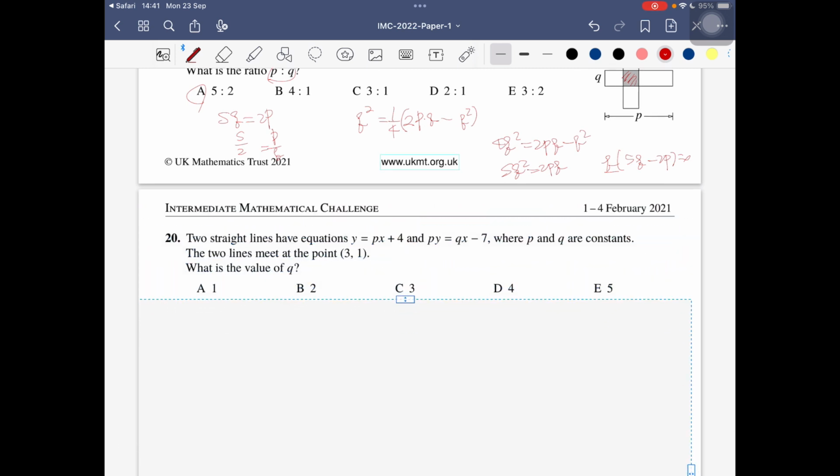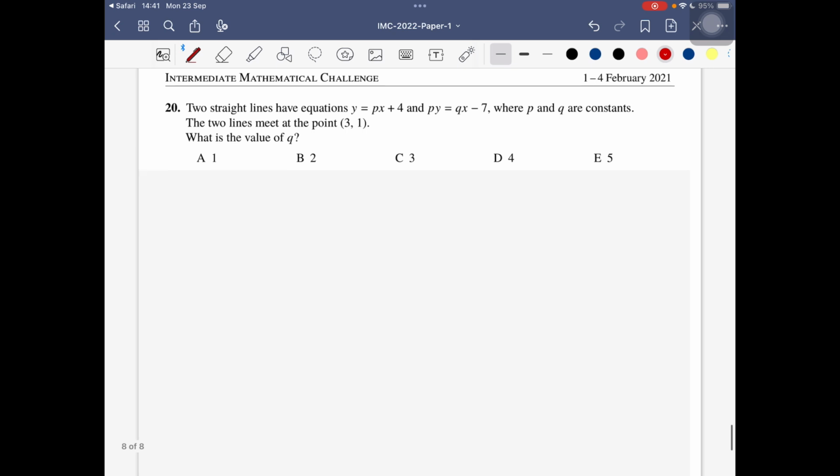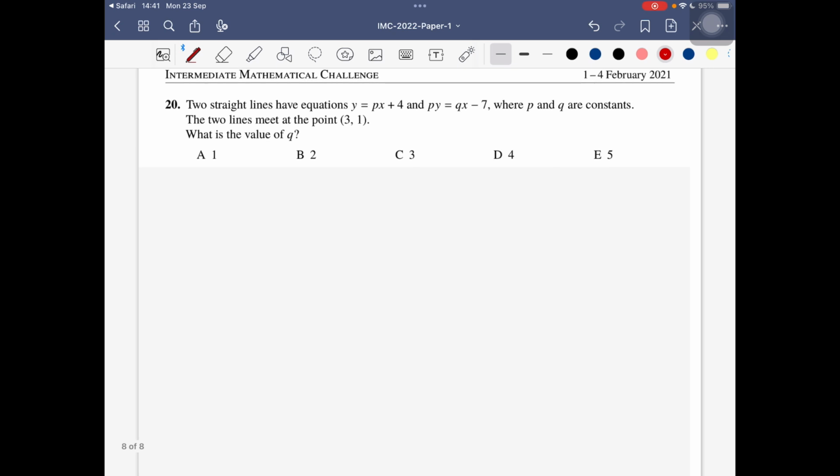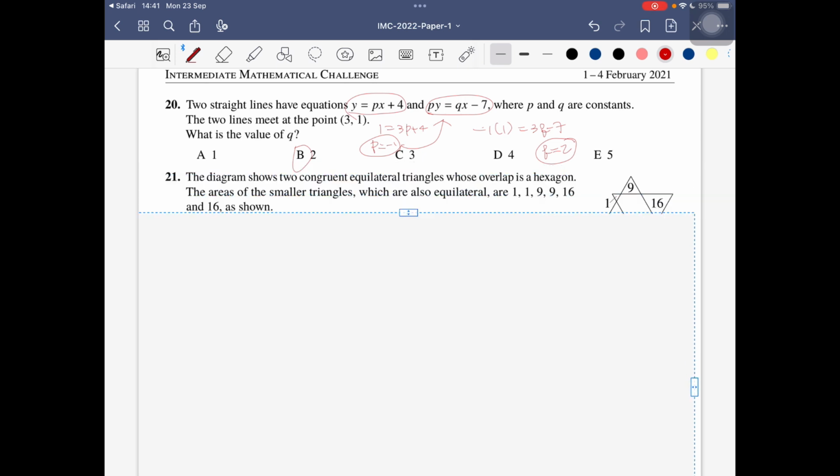And number 20, two straight lines have equations with p and q, two lines through 3,1. 3,1 is on here and on here, so we plug into the first equation. 1 equals 3p plus 4, so p equals negative 1. So negative 1 multiplied by 1 equals 3q minus 7. So q equals 2. And number 21.